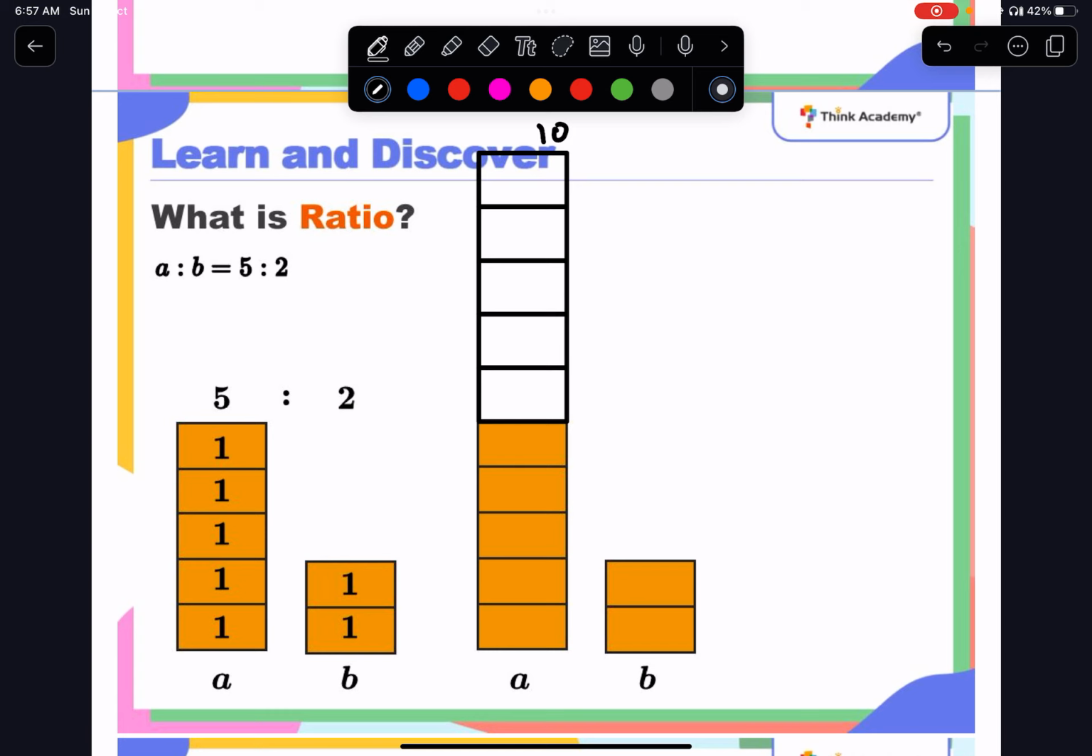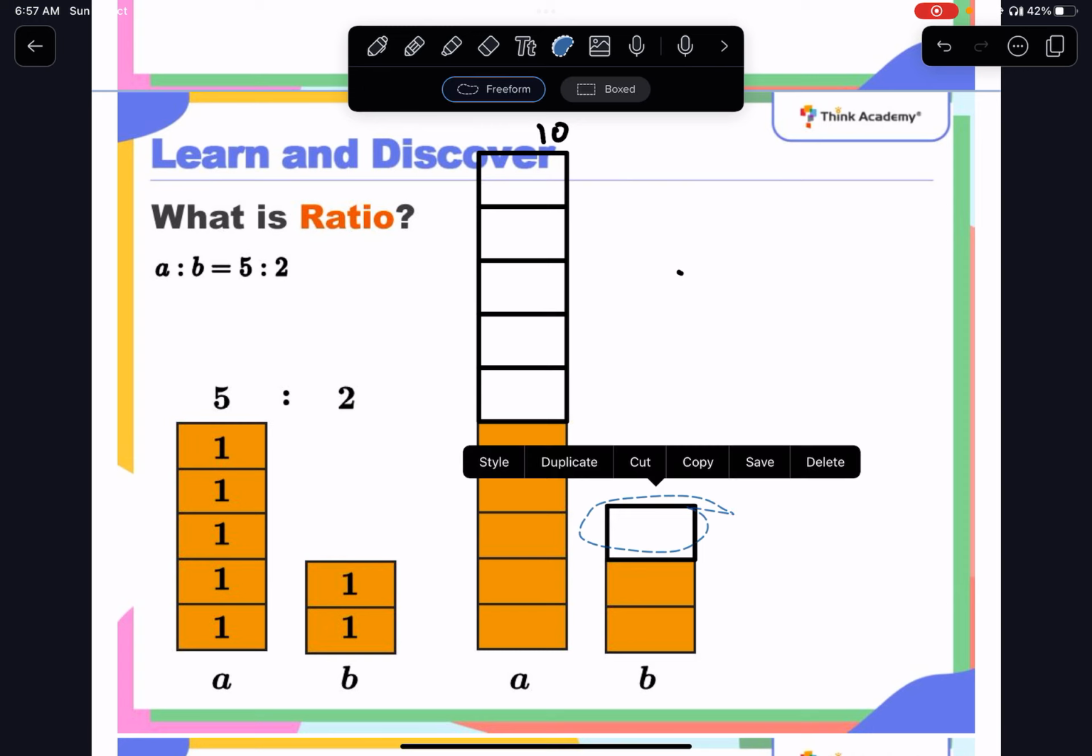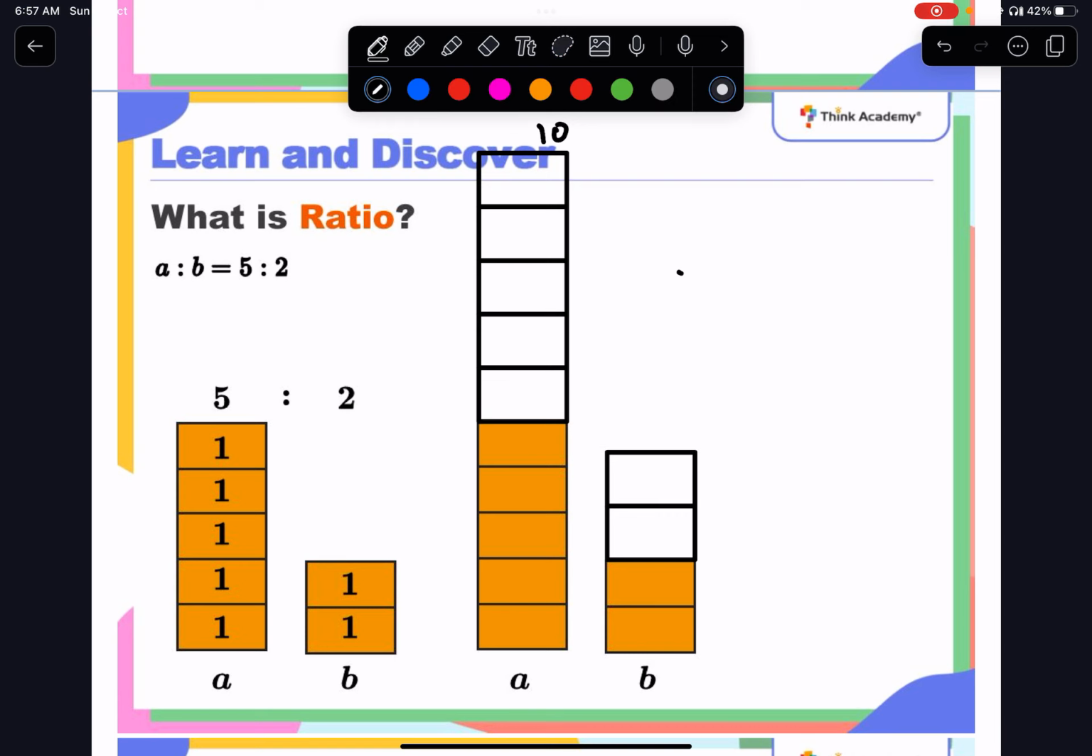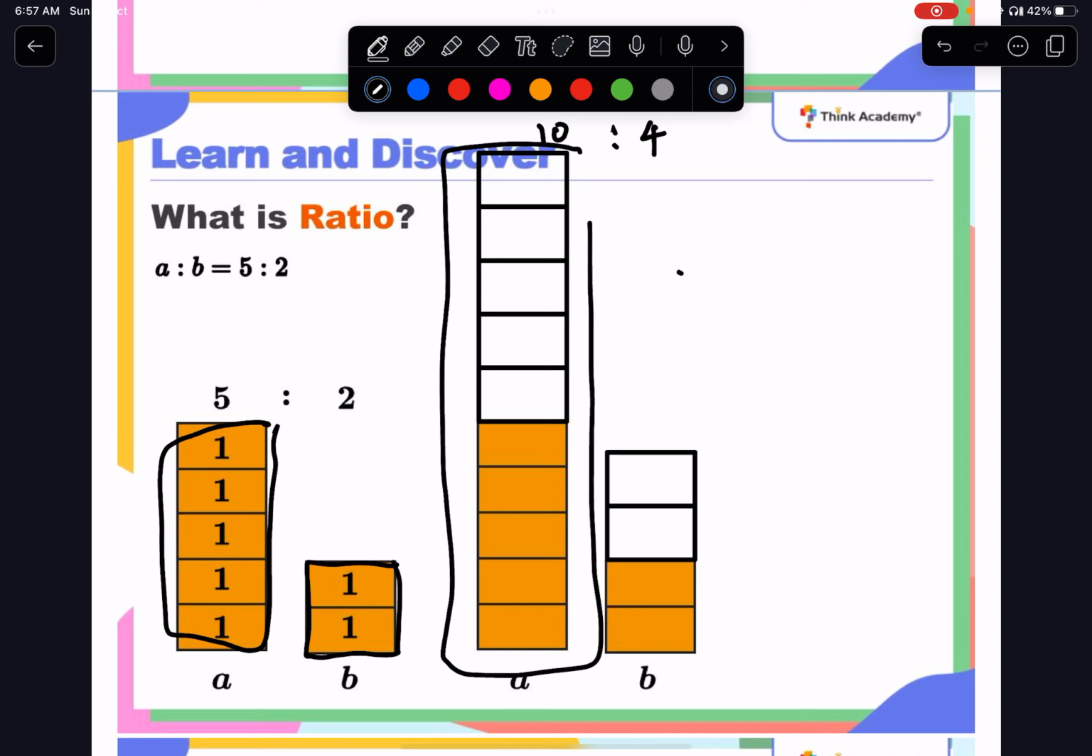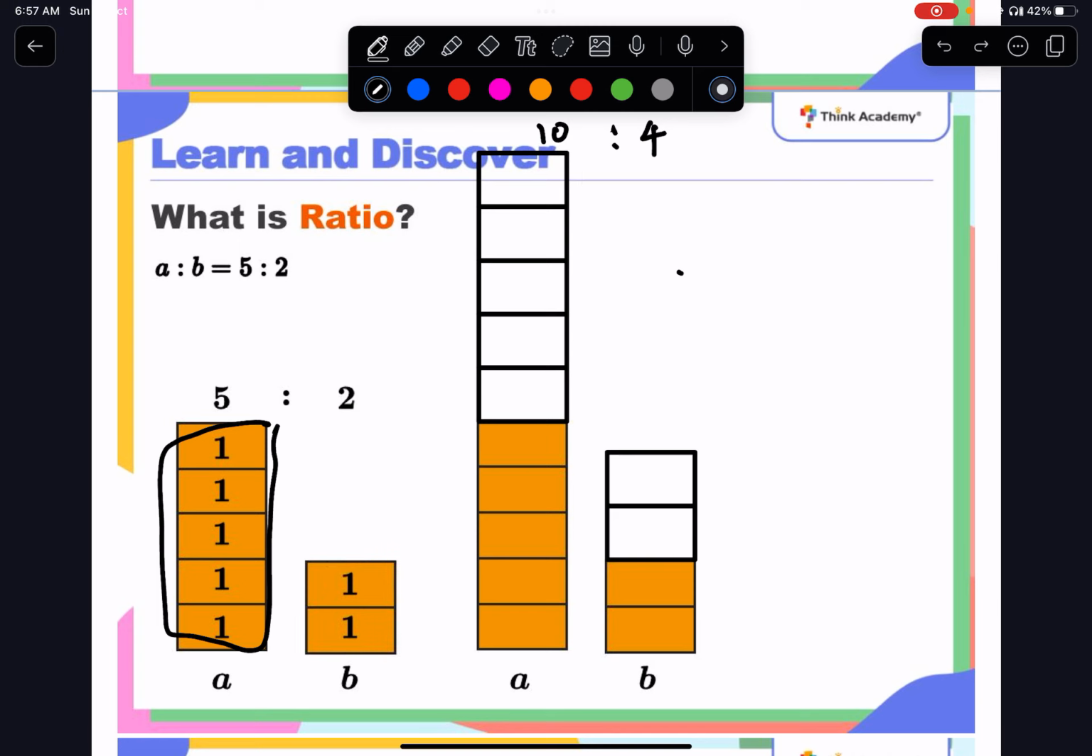So after you doubled B, you will get 10 to 4. Okay, you will get 10 to 4. And actually 10 to 4 has the same meaning as 5 to 2. So when there are 5 blocks of A, B must be 2 blocks. And if there are 10 blocks, there must be 4 blocks. So the relationship is the same. So 5 out of 2 is the same as 10 out of 4.